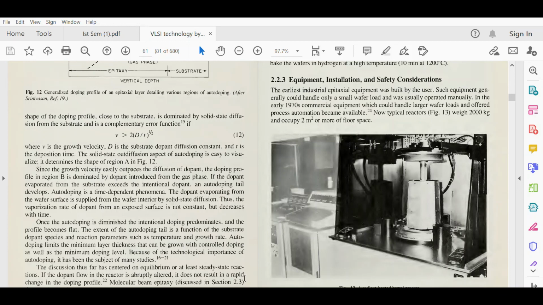Okay, so if the dopant flow is abruptly changed inside the reactor, it does not result in a rapid change in the doping profile. So even if you change the flow of the dopant, it will not be translated into the doping profile of the generated silicon crystal. So this is a drawback, or this is the advantage. We will see in the next lecture, where we will discuss molecular beam epitaxy.